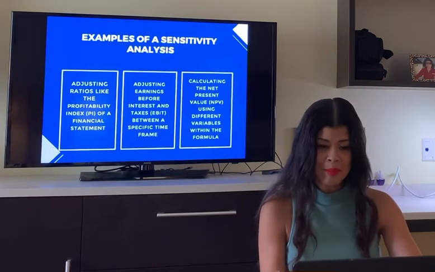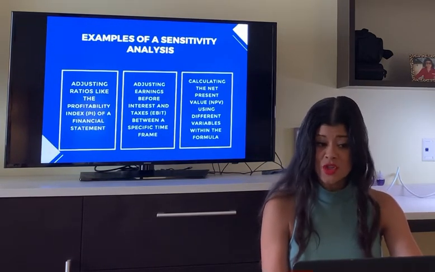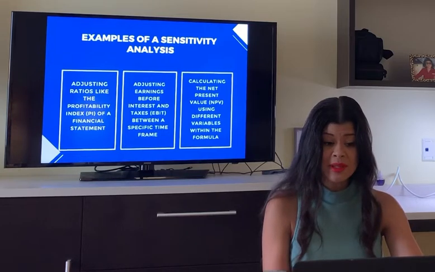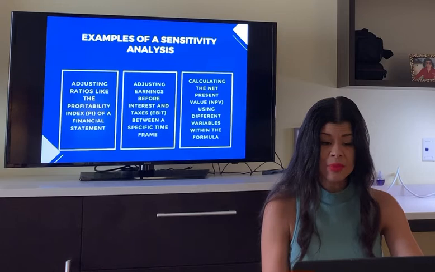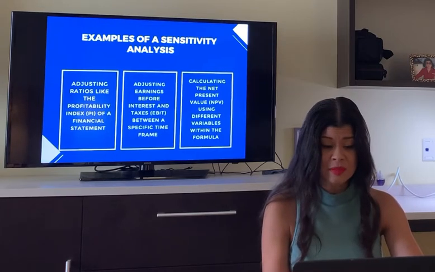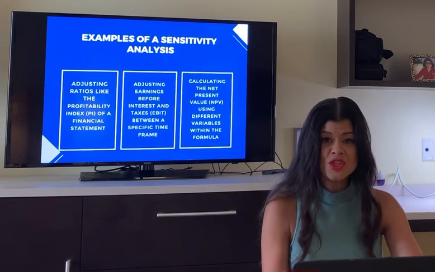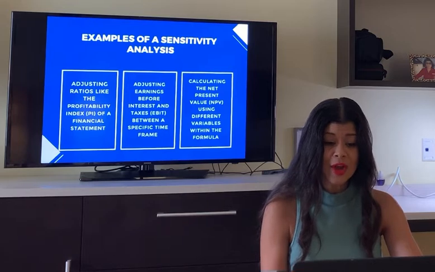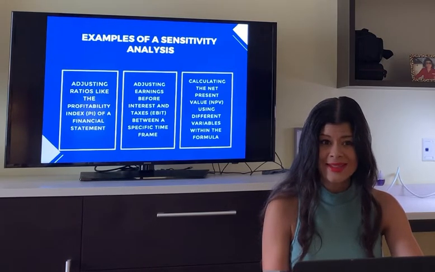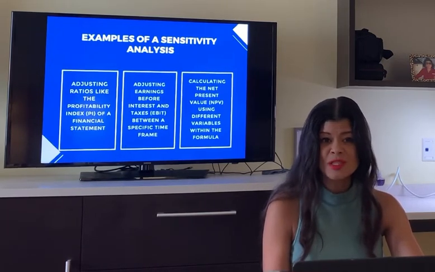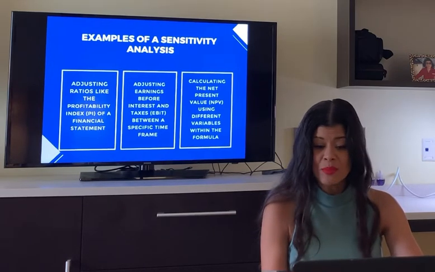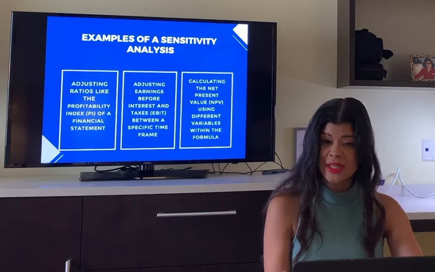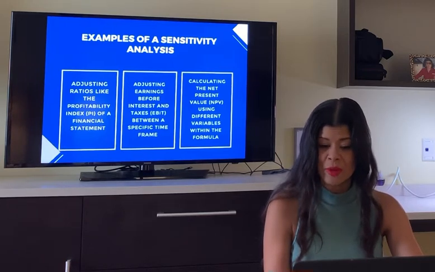What are some examples? Well, we could adjust the ratios like the profitability index, the PI, of a financial statement. Another example of a sensitivity analysis could be adjusting earnings before interest and taxes, the EBIT, between a specific time frame. Also, calculating the net present value, the NPV, using different variables within the formula.